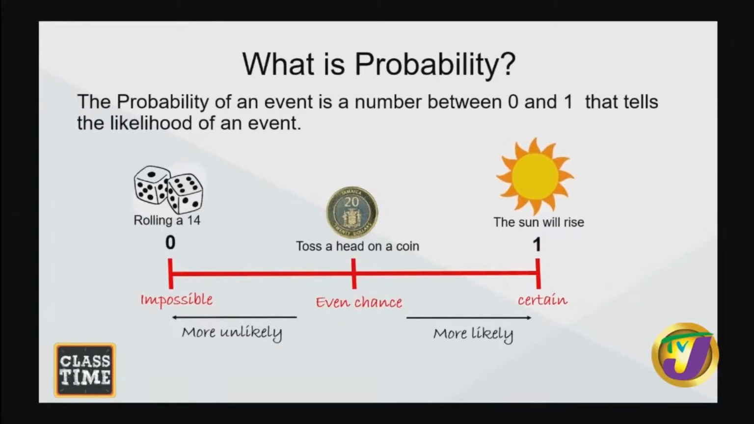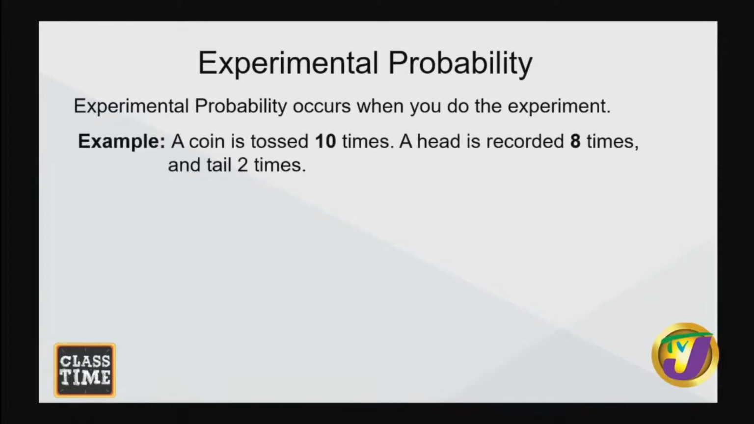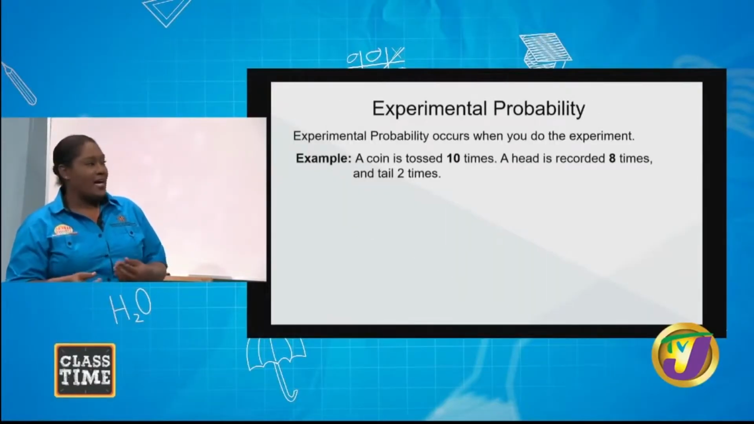And if we toss a coin, there is an even chance. It's a probability of 50%, a half, because the coin will land on either a head or a tail. The experimental probability occurs when you actually carry out the experiment or do the event, the action.